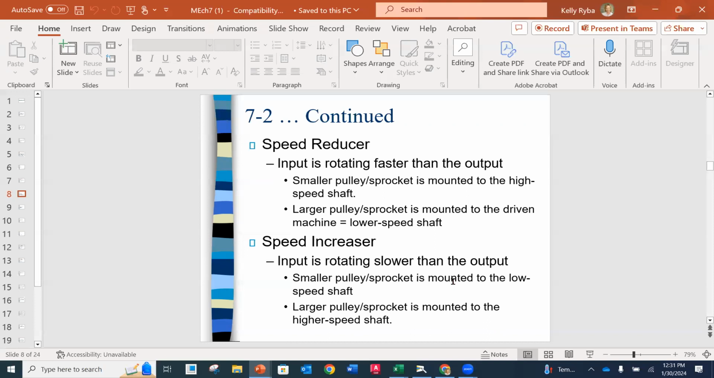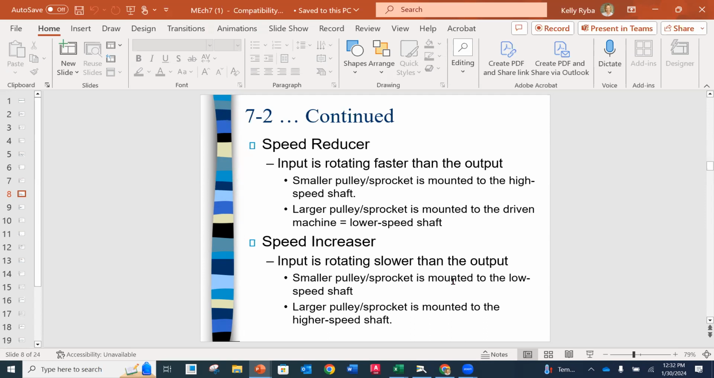Now, when we have drives that are speed reducers, and that's most often the application that we see. Most often, doesn't have to be though. A speed reducer is when our input is going faster than our output. So a very typical gearbox design is I'm getting rotational speed from a motor. It's high speed. I'm going to do some gearing down normally on the inside, and then my output shaft is going to be going much slower. That's going to be a speed reducer.